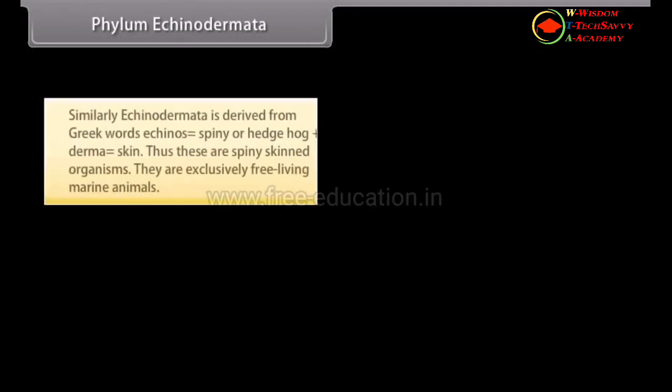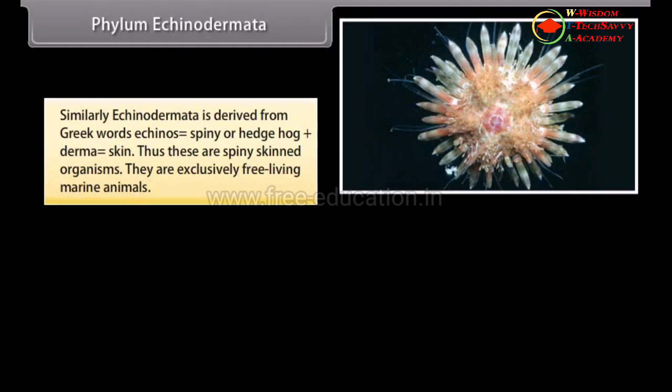Phylum Echinodermata. Similarly, Echinodermata is derived from Greek words echinos, which is spiny or hedgehog, plus derma, which is skin. Thus, these are spiny-skinned organisms. They are exclusively free-living marine animals.